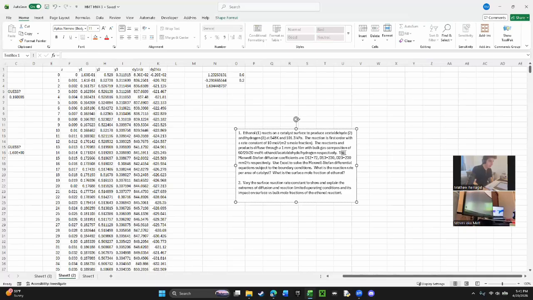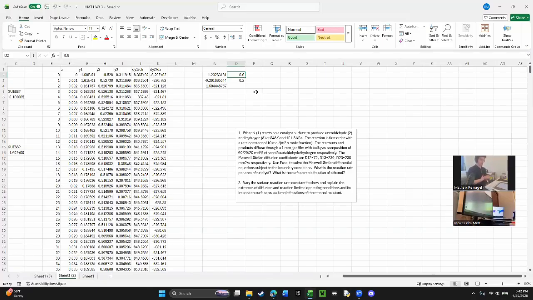For this problem, we said that the bulk gas composition is 60, 20, 20. So there should be roughly 60% ethanol and 20% hydrogen and 20% acetaldehyde, right? Sorry, my bad. So the fact that they don't look like that once the reaction is complete is concerning for us.